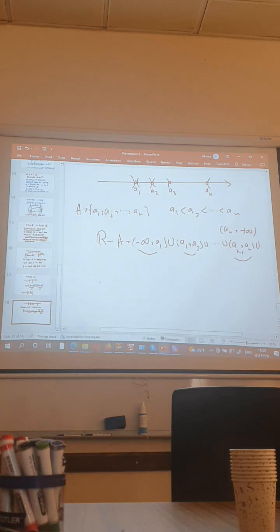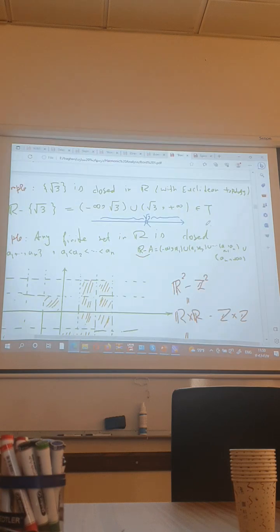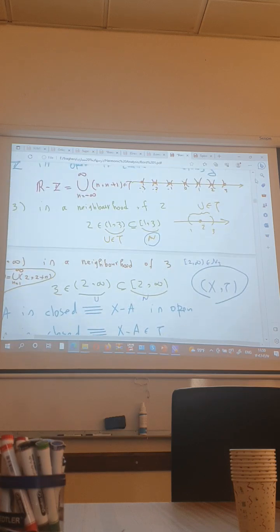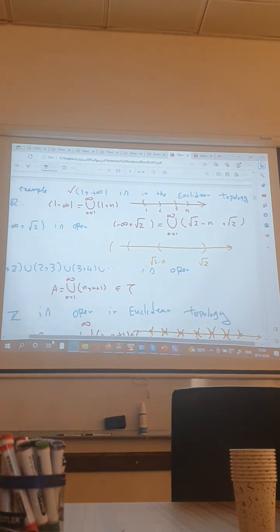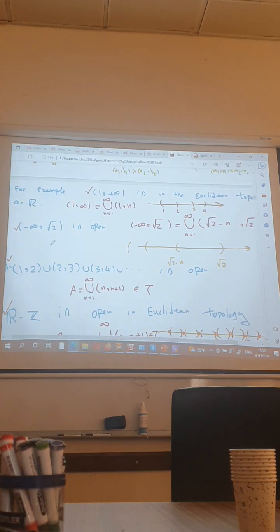For example, I write some example for you. For example, I have this example. I write for you that this is an open set. Minus infinity to radical 2 is open because we can write this as a union of open intervals.